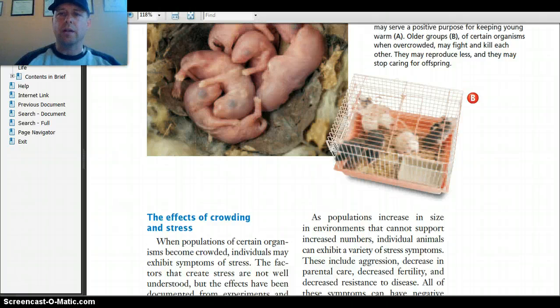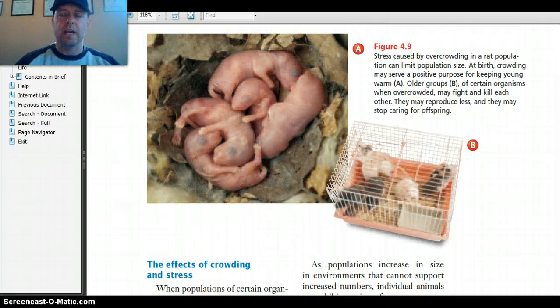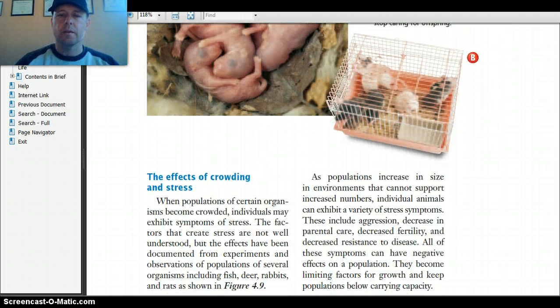Overcrowding would place stress on the animals, and that would be a density dependent factor. Here we see a cage full of several rats, and of course they're going to be wasting in that cage and contaminating each other's food and making each other sick, and so that's a dense living space. Proximity to one another is definitely a density dependent factor.